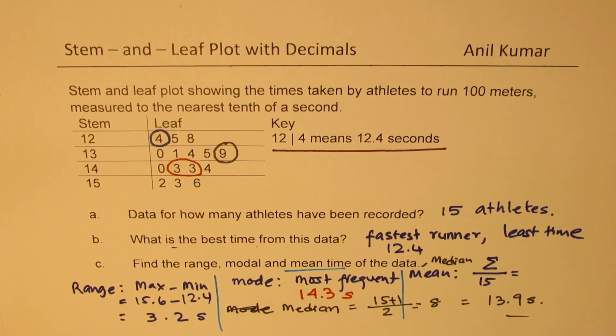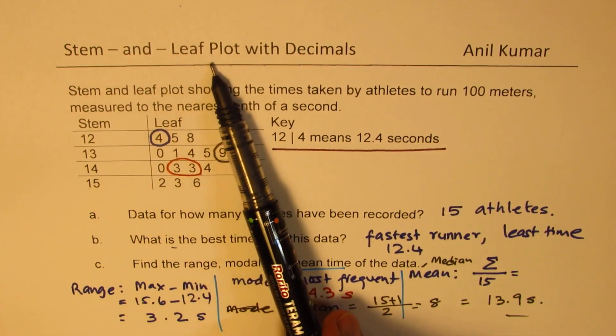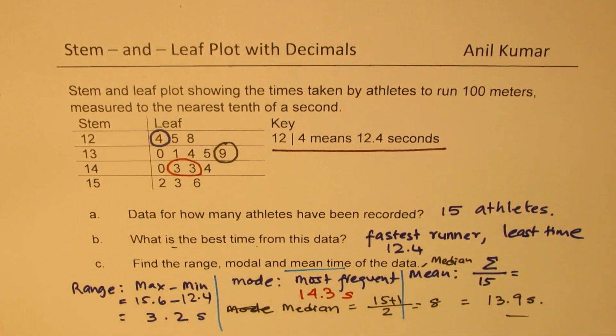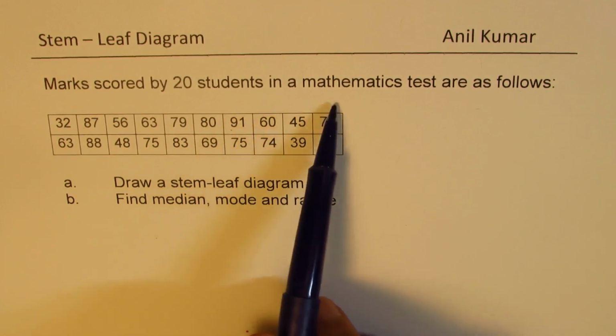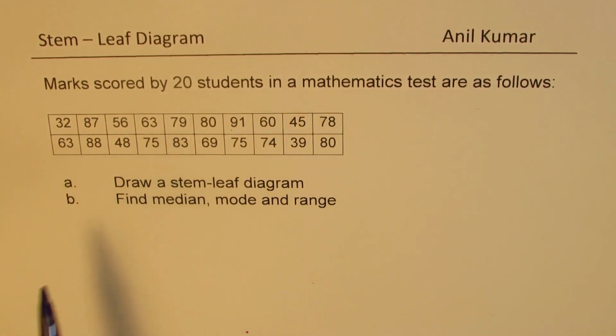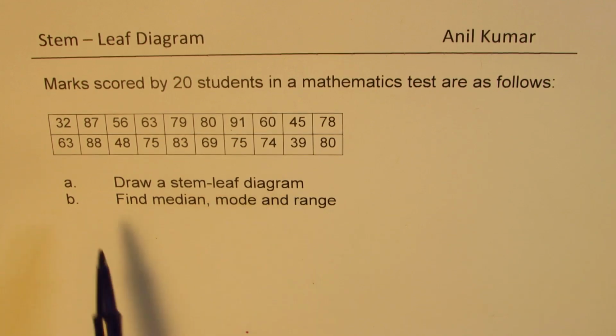And now let's take other questions based on stem and leaf plot. Now we'll try to understand how to plot a stem and leaf plot given data. We'll also take an example where we'll have back-to-back leaf plots. That'll be interesting. Here is an example. Using stem and leaf diagram, we are going to represent the given information. The question here is, marks scored by 20 students in a mathematics test are as follows. Draw a stem and leaf diagram. Find median, mode, and range.